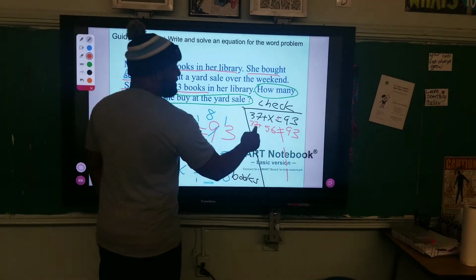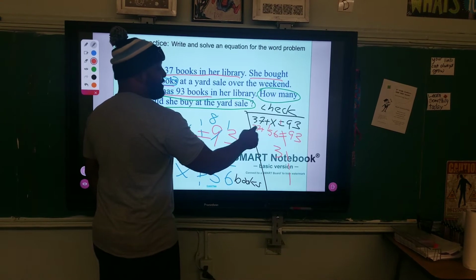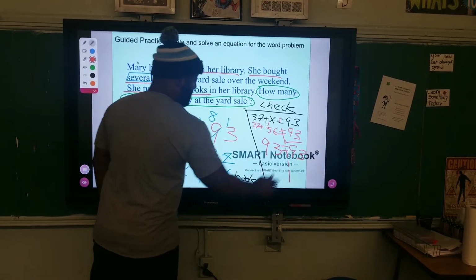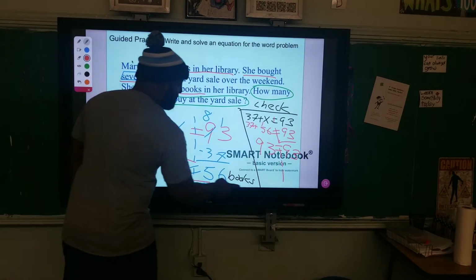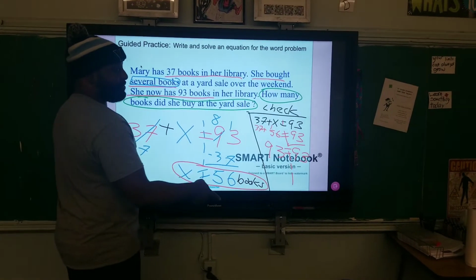And now we're adding. 6 plus 7 is 13. We'll put the 3, carry the 1. 5 plus 3 is 8, plus 1 more is 9. And 93 equals 93. That works out. So we know that Mary bought 56 books.